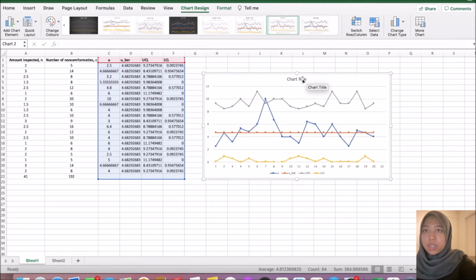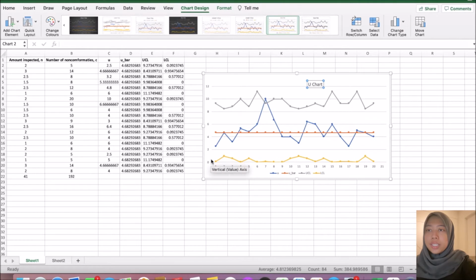Okay, the chart. So I'm going to change it to new chart. Okay, so here's the number of samples and the number of nonconformities per unit. As you can see, the lower control limit and the upper control limit are not in a straight line because we are dealing with proportions, and proportions vary in every group, so they are not straight lines in this case.